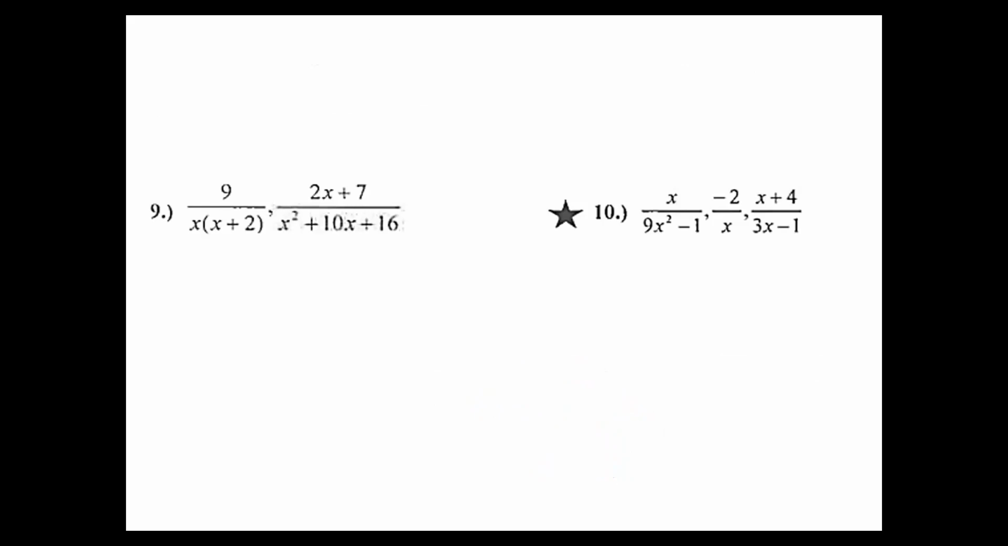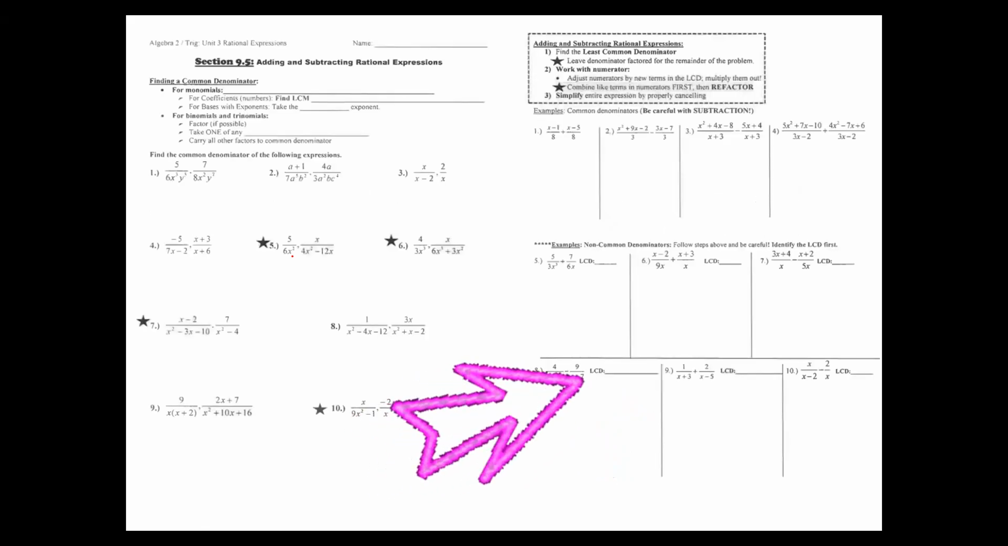So for number 9 and 10, you're finding the lowest common denominator. So, I feel like we did it. Did we do it? Yes? Okay, I thought so. This looks very familiar.